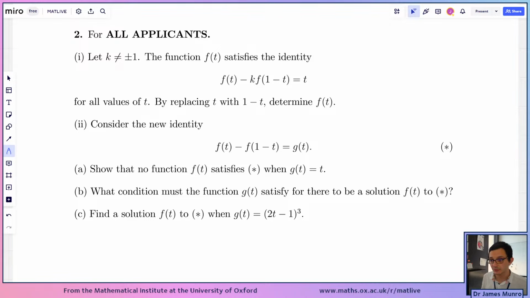Good. Okay. We've got a function, we've got an identity. Let's do question 2. We're told that a function f of t satisfies this identity, f of t minus k f of 1 minus t. It's already a bit weird that we've got f taking the argument t, and over here f taking the argument 1 minus t. These things balance out to give t for all values of t. So we could already write down things like f of 1/3 take away k f of 2/3 is supposed to be equal to 1/3. That's just a fact about f.